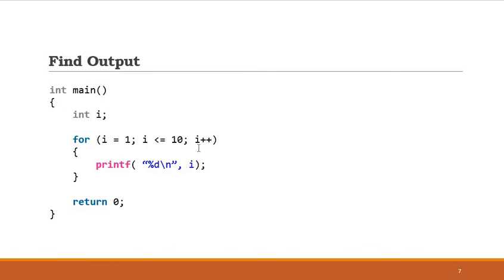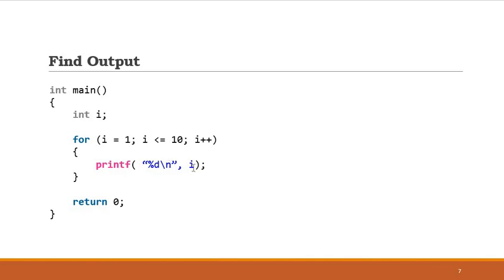Then i++, because after 1 we want 2, then after 2 we want 3, so one by one we will increment. Then printf("%d\n", i), which means the value of i will be printed. This printf function will print whatever the value of i is for each iteration. So if you run this program, for i equal to 1 it will print 1.